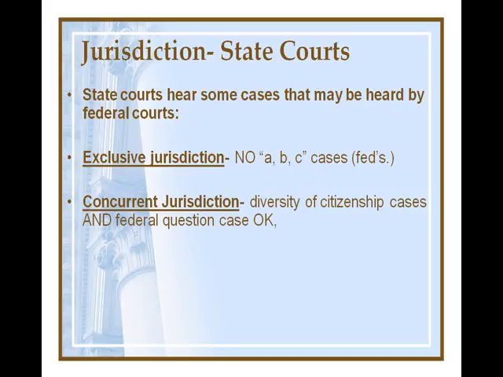Say your case is over $75,000 in value. It involves two different citizens, and it involves a federal question issue. It happens on I-5, a federally funded interstate highway. That could be brought in federal court, or you could choose to bring it in state court. You couldn't bring it in both at the same time, but both courts technically have jurisdiction. So in that case, you could bring it in state court. So it's okay with concurrent jurisdiction cases, as long as there's no federal exclusive jurisdiction, those ABCs that I've already mentioned.